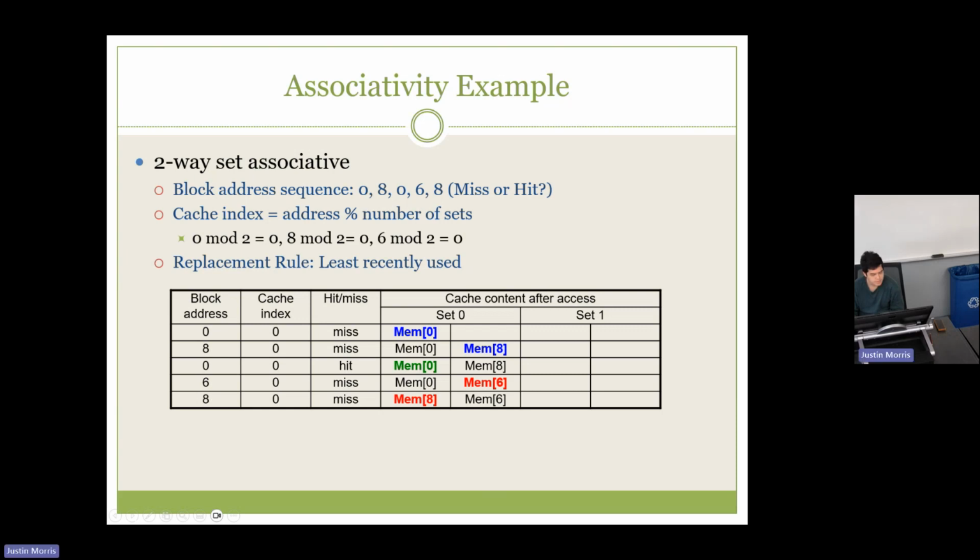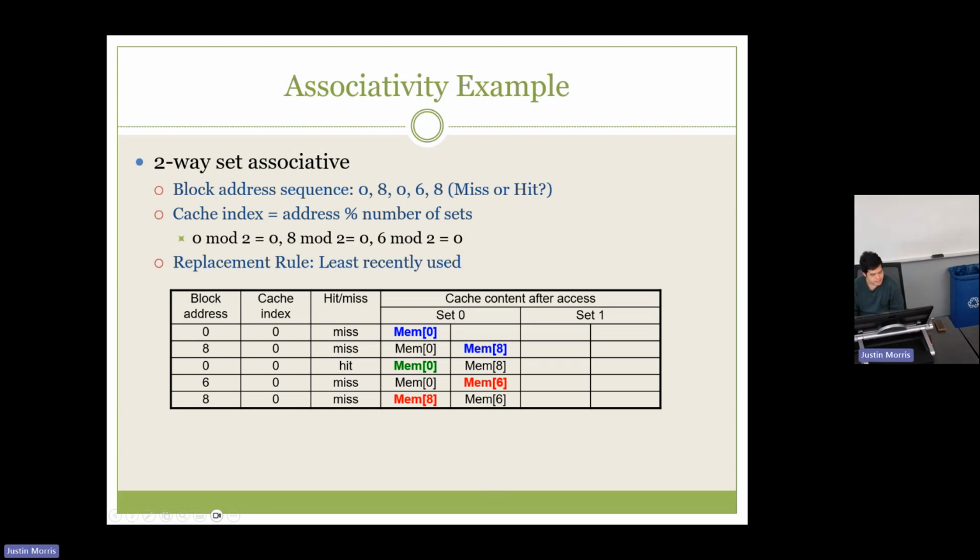Block address 6, cache index 0, valid, valid. Well, valid, valid here, these two. Do either of the tags match? No. But what was most recently used? I'm at 0. We just accessed that before. So we evict mem at 8.